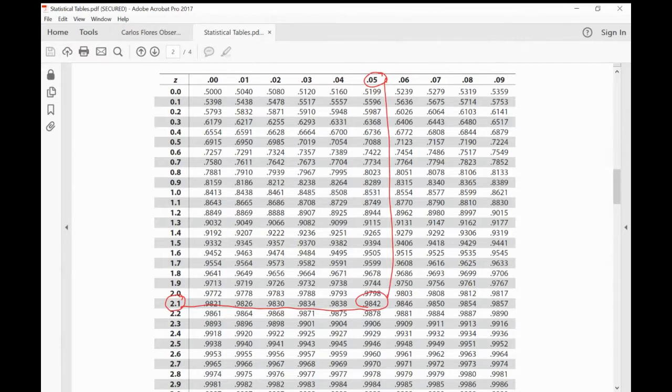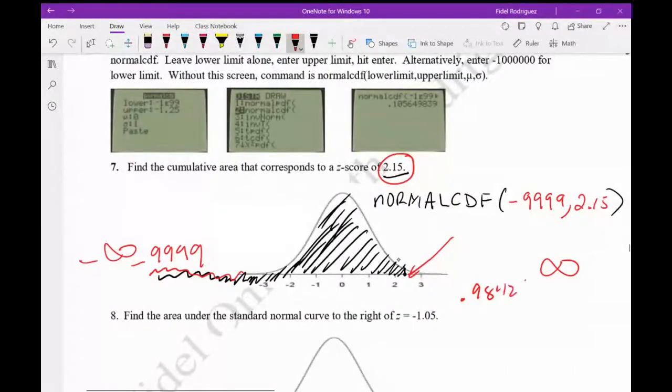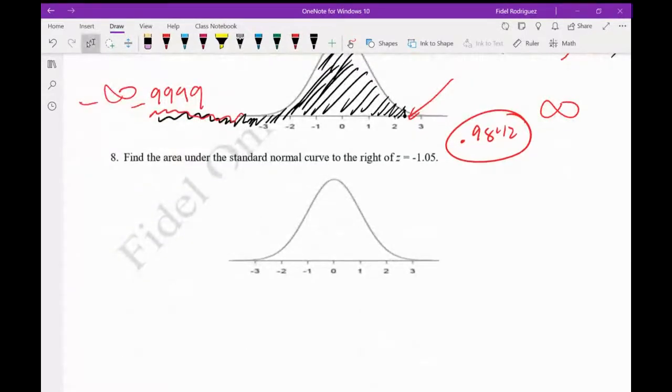So if I want to use my calculator, I can do it. If I want to use my table, I can do it. Let me come back to the next problem and see if we can do the same thing that we did right now. Okay, so we came up with the answer of 0.9842. That was the answer we got, whether we use the calculator or the table, right?